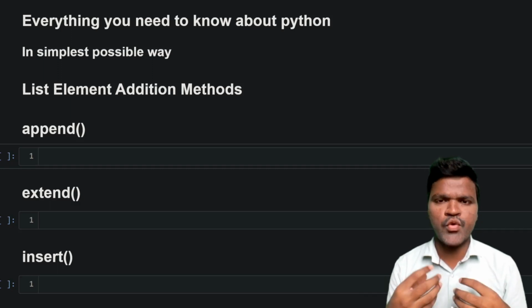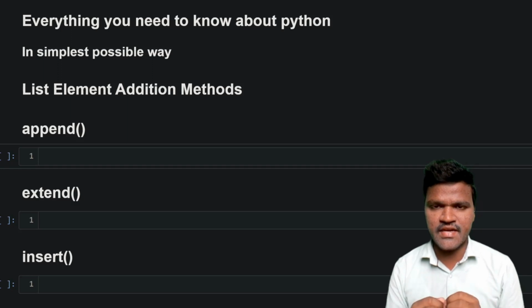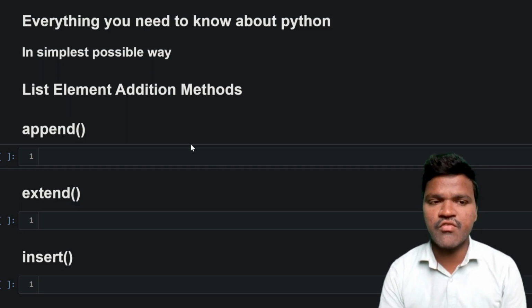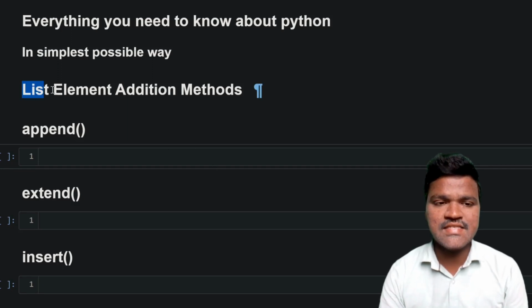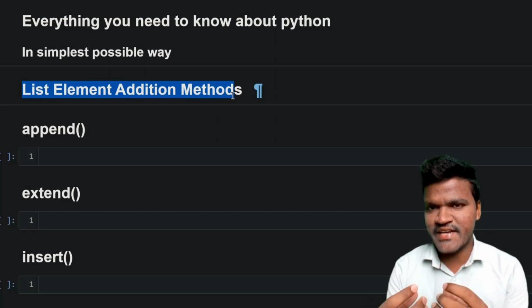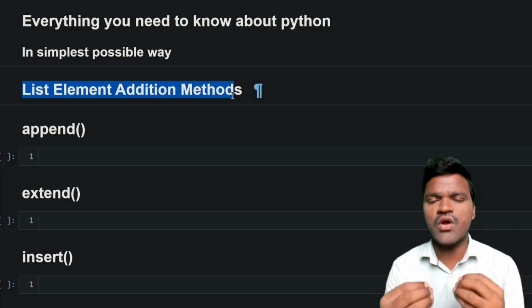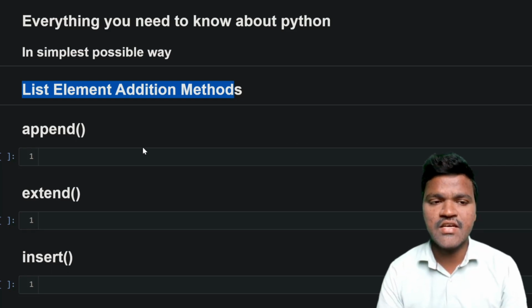In our previous videos, while discussing list, we have seen so many important concepts regarding list, right? So as part of that, in this video, we will be knowing some of the list addition methods. What I mean is that list is considered as a container, right? So how we can add element to the list. In order to add element to the list, we will be having some methods.